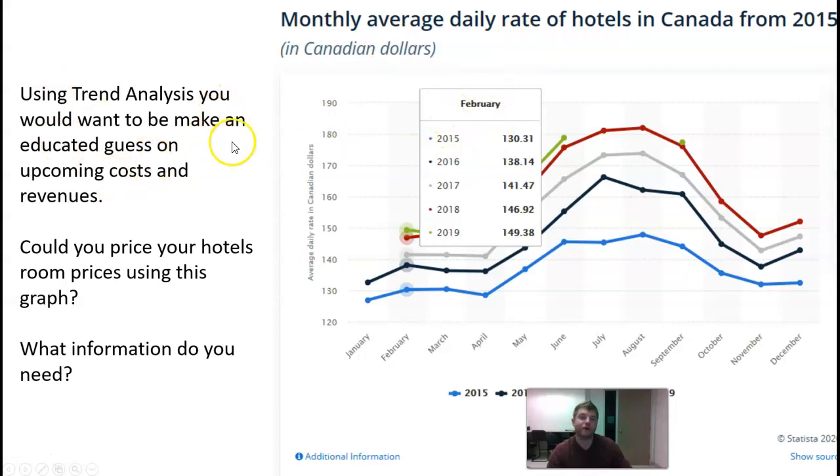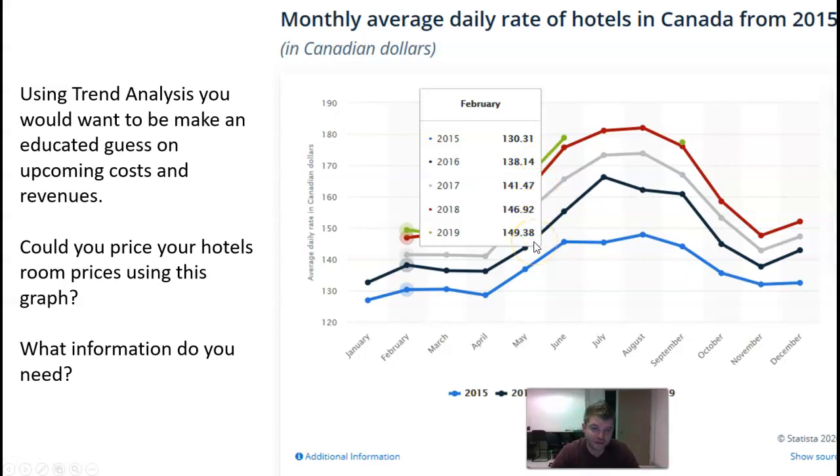This is trend analysis for a monthly average daily rate of hotels in Canada from 2015. So it is 5 years old, but it came out in 2020, this information. And you will see that it's giving us a few other years. So using trend analysis, you would be able to make an educated guess on upcoming costs and revenues. So could you price your hotel room prices using this graph? What information do you need? So in February, as an example, 2015, it was $130 per room. Then $138, $141, $146, $149.